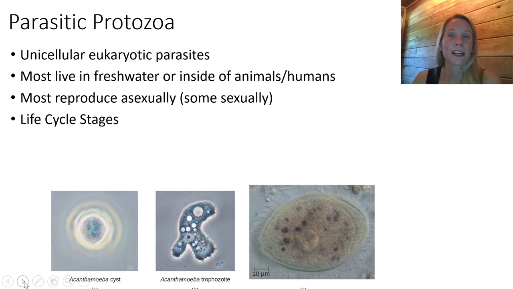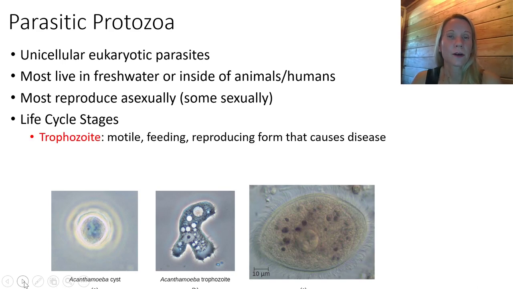So, the life cycle stages for protozoans. There's two stages in the life cycle. Not all protozoans have both of these stages. So, trophozoite is the term we use for the motile, feeding, reproducing form of the parasite. So, this is the form that you see swimming around. All protozoans have at least this stage in their life cycle. This is a very important stage.